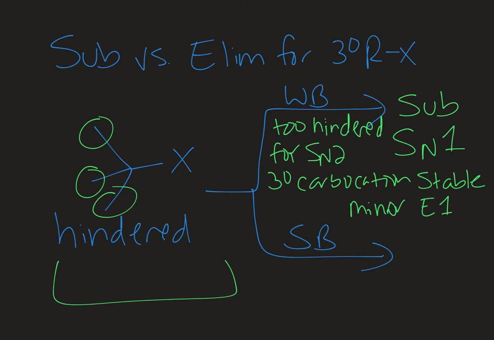With a hindered system and a strong base, you're going to see an elimination reaction. That strong base can go to the periphery of the molecule and pull off a proton as opposed to going all the way into an electrophilic carbon. There's a lot less steric hindrance there. And again, you're going to see an E2 type elimination.